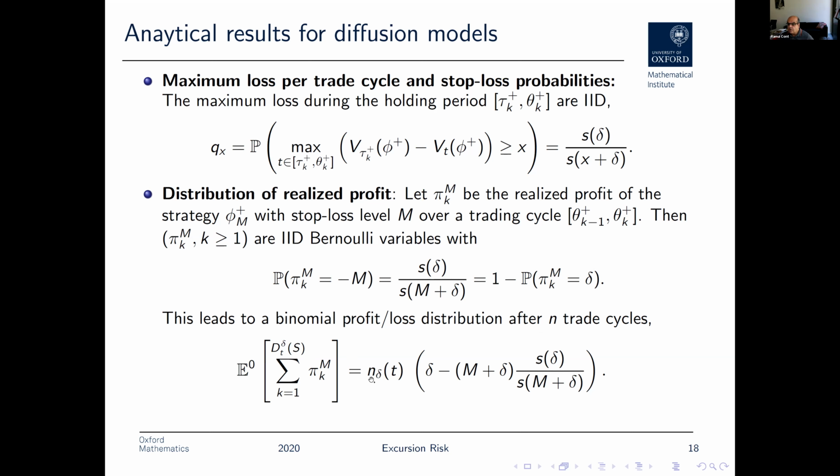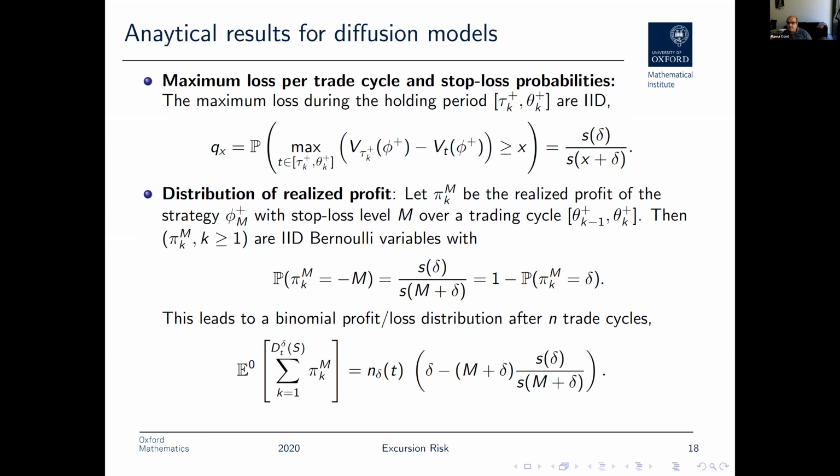But the number of terms in this binomial sum is random. It's the number of trades. But for example, the expectation you can compute explicitly, because it involves the expected number of trades times a certain expression involving, again, the scale function. So this is a very interesting quantity. What is the distribution of loss after n trade cycles? Well, I have a simple expression here.